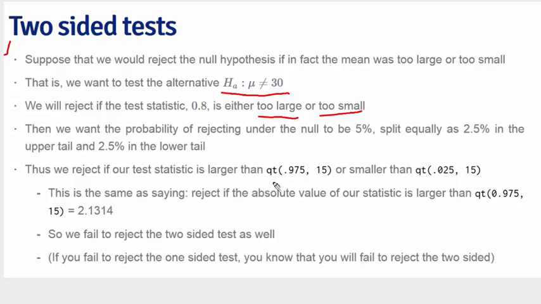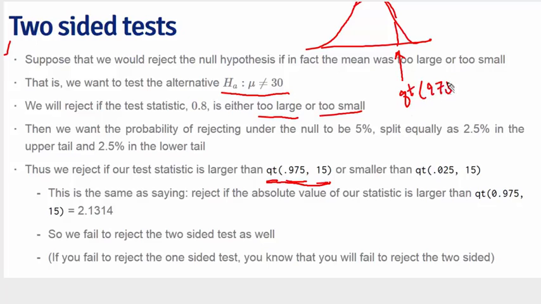So now instead of qt at 0.95, we're going to do qt at 0.975, with 15 degrees of freedom. And so we want to reject if our test statistic is larger than this, right? So let me draw an example of our t distribution. This will be the point qt 0.975 with 15 degrees of freedom. There would be 2.5% in that tail. And this is the point qt 0.025 with 15 degrees of freedom. And that's 2.5% in that tail.